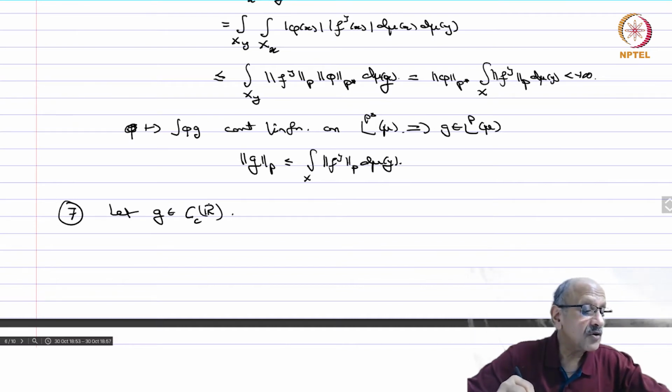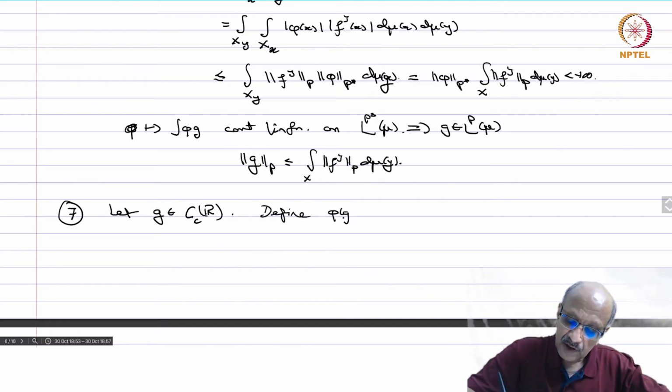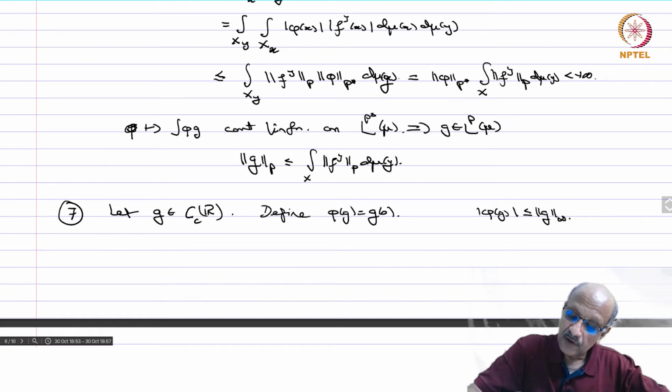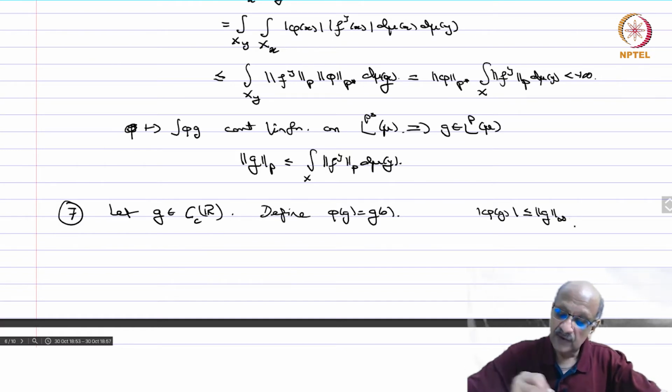Continuous functions with compact support in R. Define phi of g as the evaluation at g equal to g at 0. So phi of g equals g(0). Then of course |phi(g)| is less than or equal to the norm of g in L infinity, and therefore this is continuous with respect to the L infinity norm.